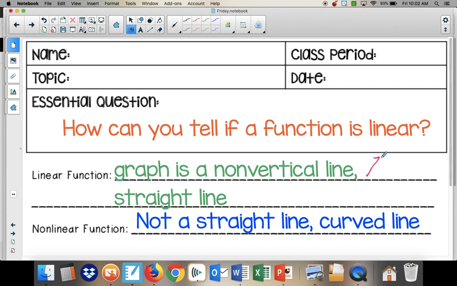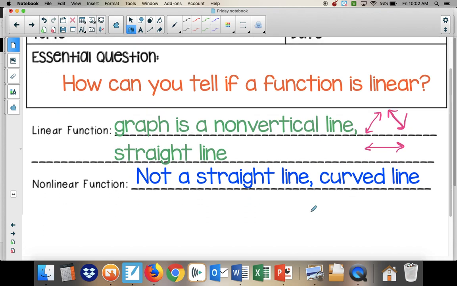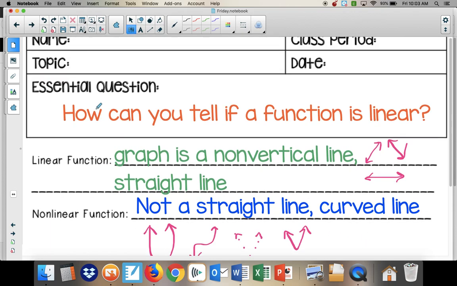So if you see a line that increases, decreases, or is a straight side-to-side line, those are all examples of linear lines. Non-linear lines are ones that maybe curve. This is called a parabola. Or maybe go like that, or be like this, or like this is the absolute value line. Any of those are examples of nonlinear because they are not a straight line. So go ahead and write that down.